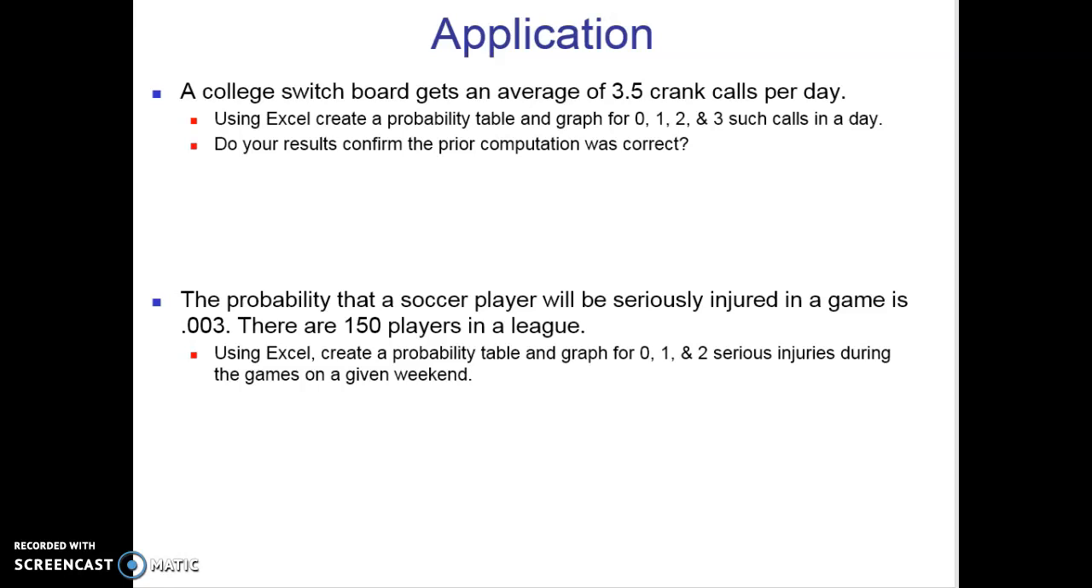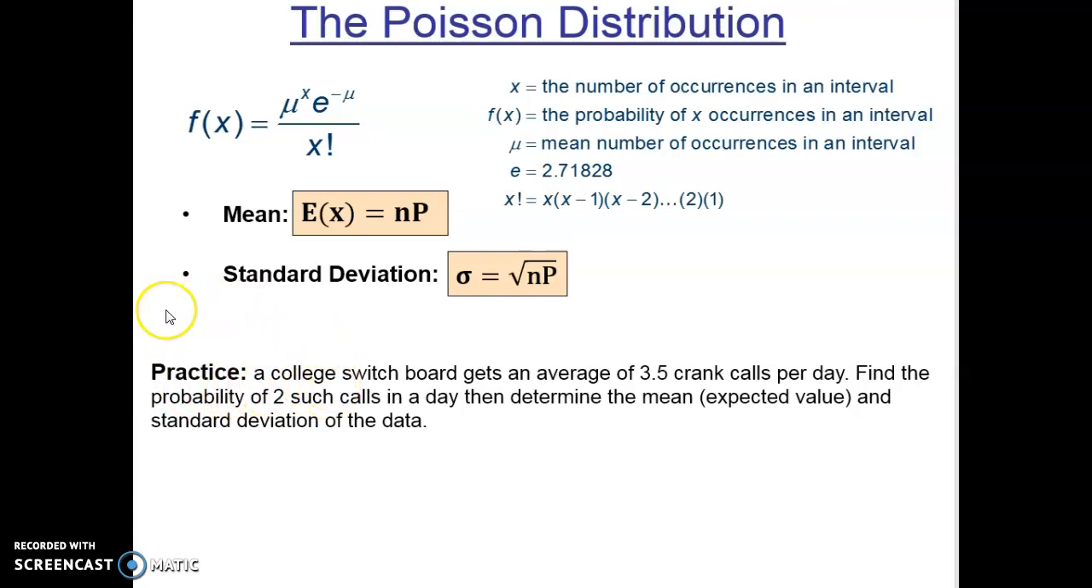All right, now let's pick up from the last video. We're working with the Poisson, and we're going to do an application here. It says a college switchboard gets an average of 3.5 crank calls per day. Use Excel to create a probability table and a graph for 0, 1, 2, and 3 such calls in a day. Does your result confirm the prior computation was correct? Remember, we did this in the last video, okay? And I think we got about 18.5% as the probability for 2 calls in a day.